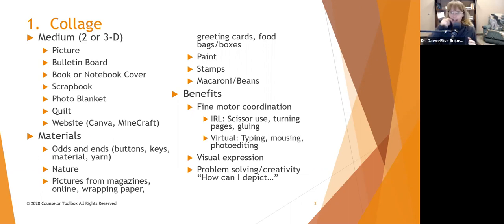Use your creativity. What are the benefits? Well, with almost all of these, one of the benefits is going to be improving fine motor coordination. If you're doing collages IRL, which means in real life, then people are going to be using scissors. They're going to be turning pages. They're going to be gluing. They're going to be picking macaroni out of boxes. Lots of different gripping and pinching and fine motor skills.